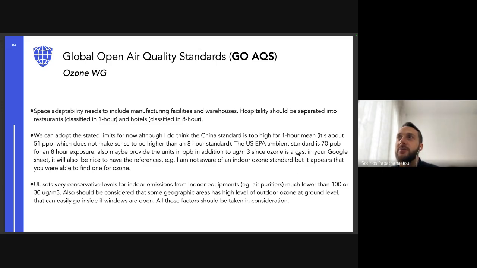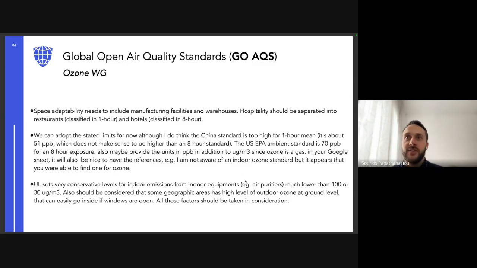For 1 hour mean, it's about 51 parts per billion, which does not make sense to be higher than the 8-hour standards. The US EPA ambient standard is 70 parts per billion for 8-hour exposure. So maybe provide the units in parts per billion instead of micrograms per cubic meter, since ozone is a gas. In your Google Sheet, the one that I've shared with all the standards, it will also be nice to have the references. I'm not aware of an indoor ozone standard, but it appears that you were able to find one for ozone.